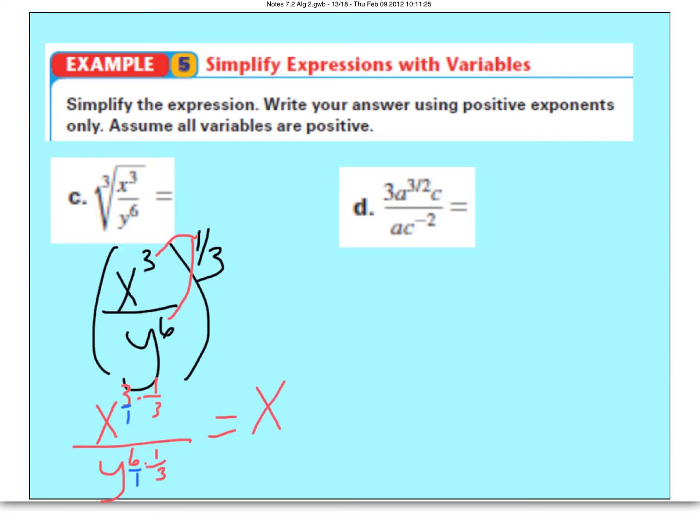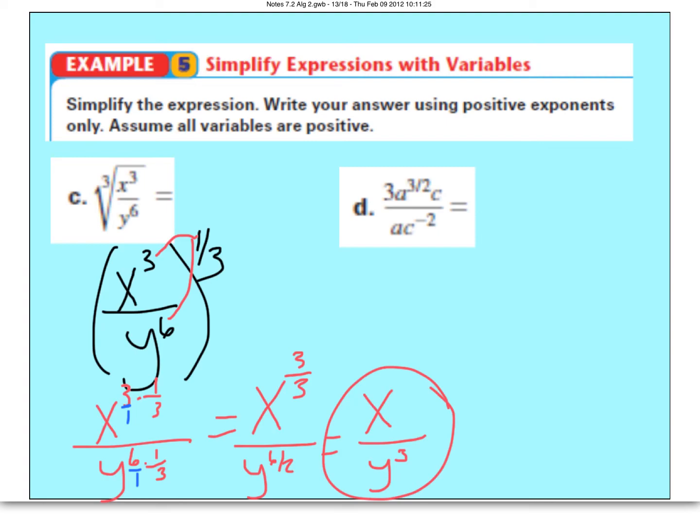So this is going to be x, it's going to be a 3 over 3. This will be a y, a 6 over 2. That does simplify. 3 over 3 is 1, so I'm just going to put x. 6 over 2 is 3, which is that, and that's going to be my final answer.